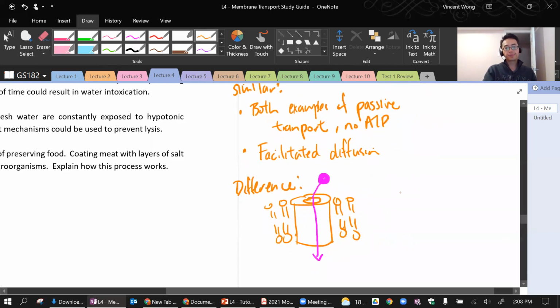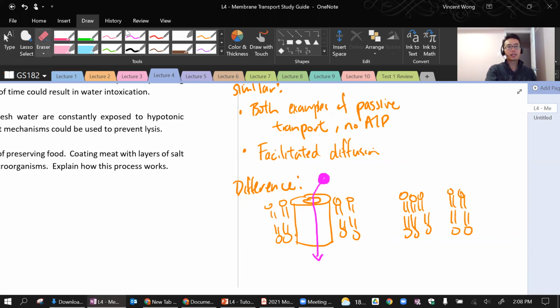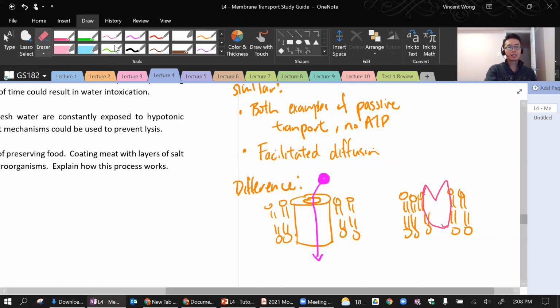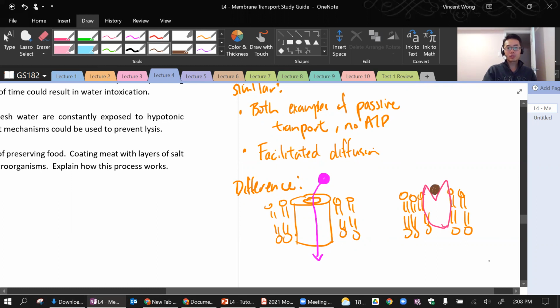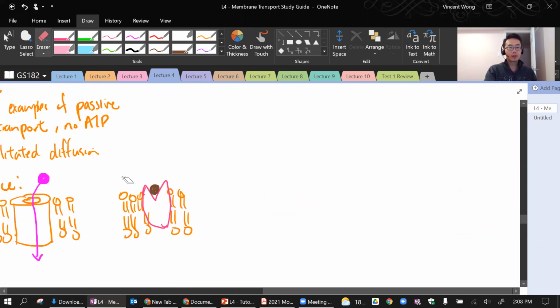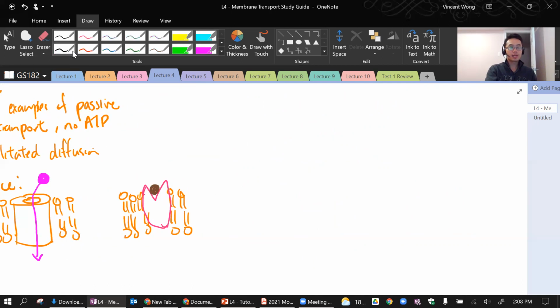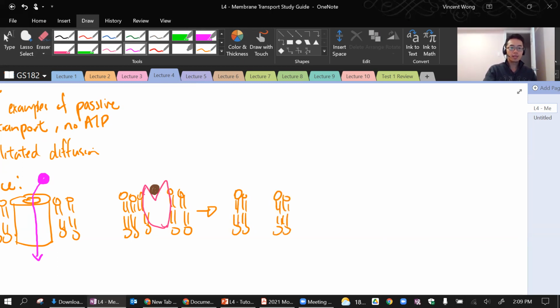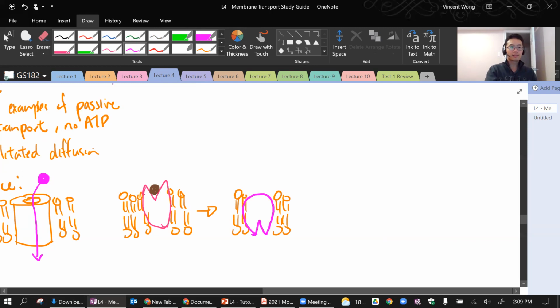On the other hand, the other one, what is it called? The carrier protein. The carrier protein is like Pac-Man. Okay, so the molecule will bind to the carrier protein, and then the protein will grab onto the molecule, and it will change shape so that it's now opening on the inside, right?